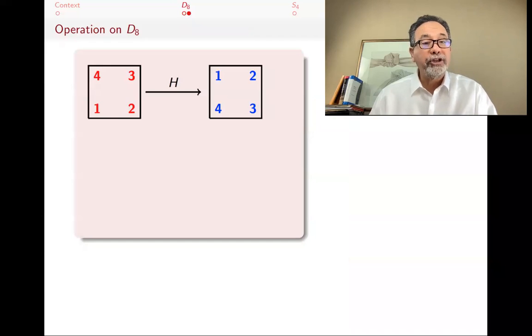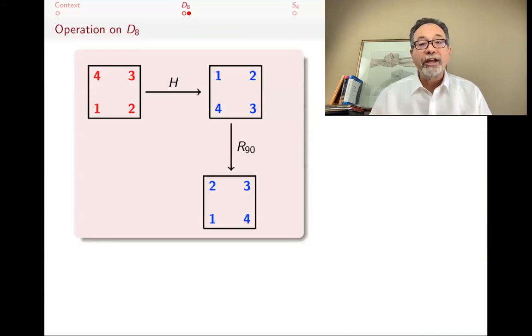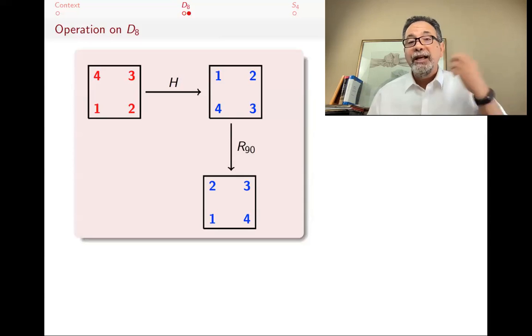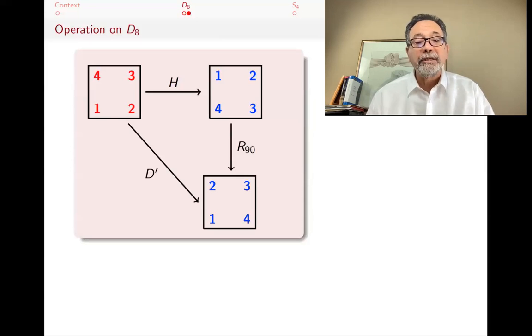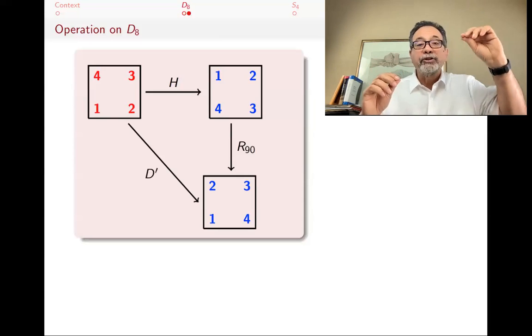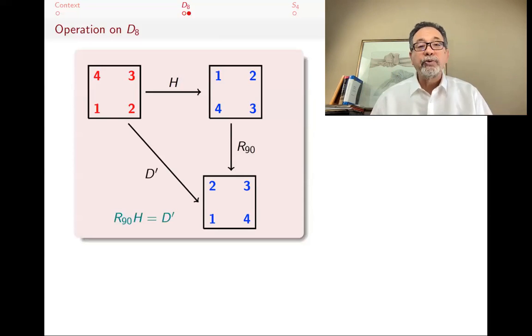I also have an operation. I can do 2 symmetries in succession. You might do H, a horizontal reflection, followed by an R90. And if you do that, then that's also a symmetry. In fact, because we had a complete list of symmetries, it's one of those. It happens to be D prime. It's the reflection about the non-dominant diagonal. We write that as R90H equals D prime.